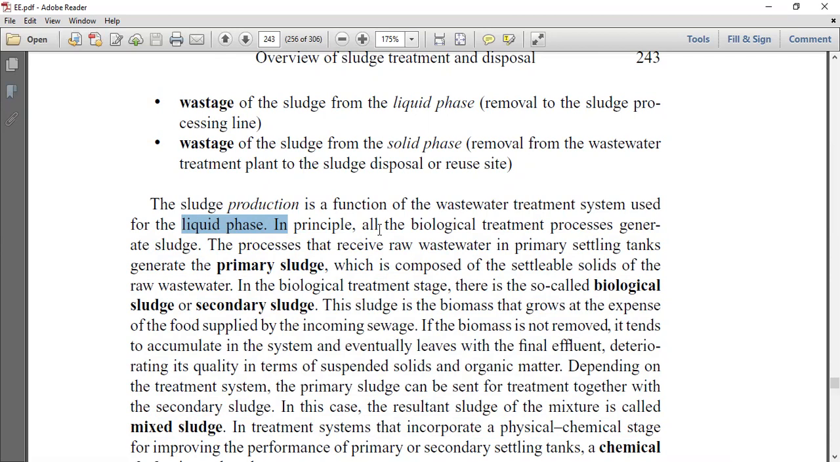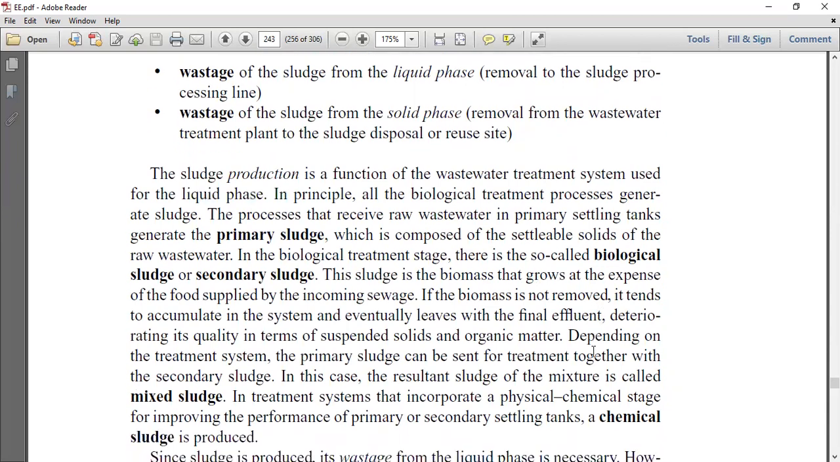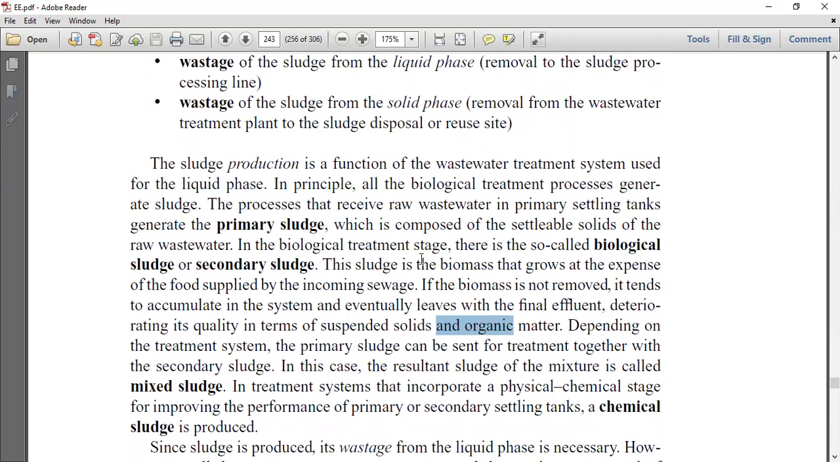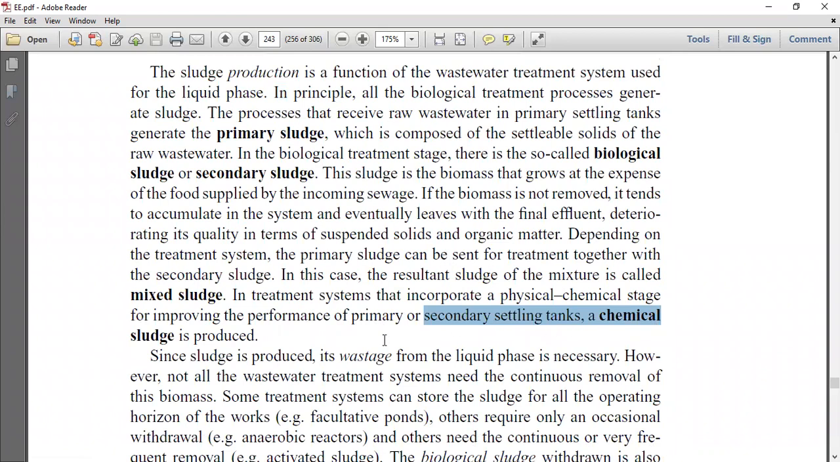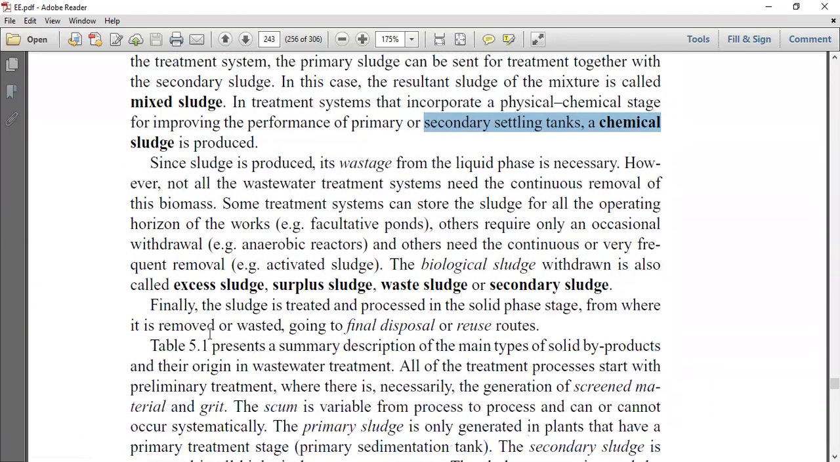The primary sludge can be sent for the treatment together with the secondary sludge. In this case, the resultant sludge of the mixture is called the mixed sludge. In the treatment system that incorporates a physical-chemical stage for improving the performance of the primary or secondary treatment, a chemical sludge is produced.